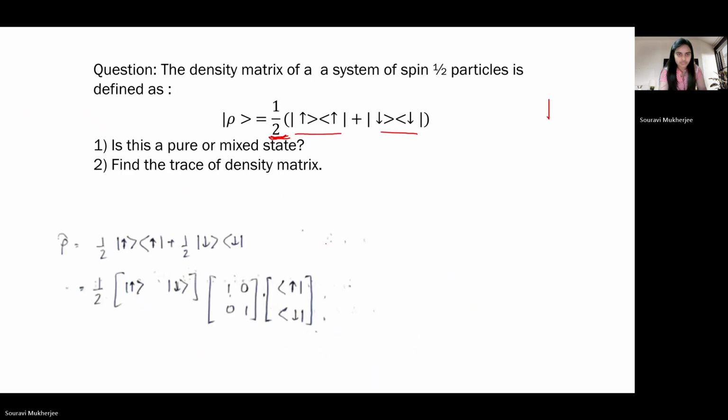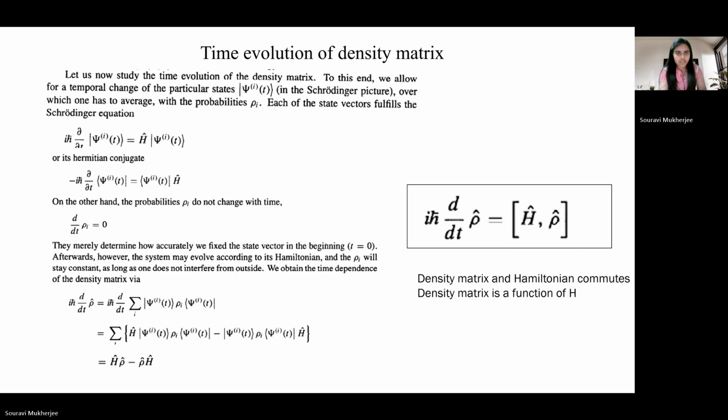Okay. Now, time evolution of density matrix. If you remember, when we initially discussed the classical description, we talked about Liouville's theorem. We said that in the phase space, if you have a certain number of microstates evolving with time, the density of the microstates would evolve in such a way that the volume remains conserved.